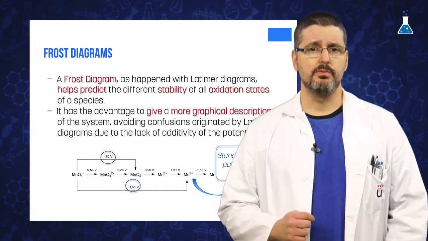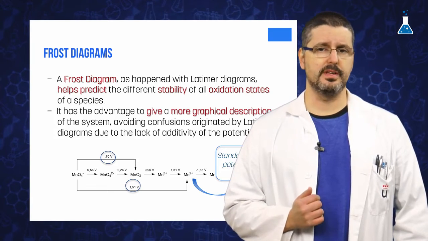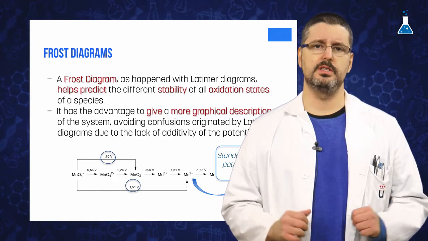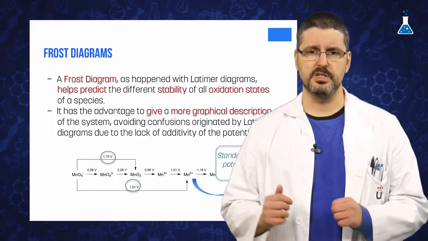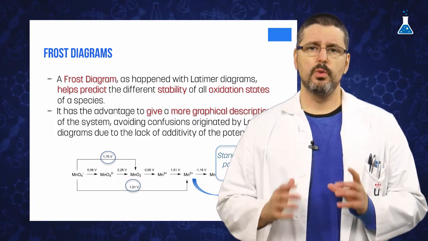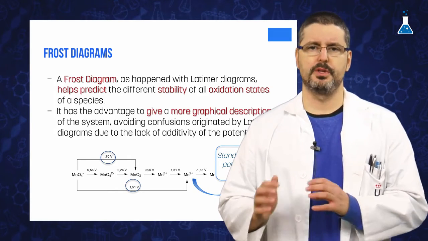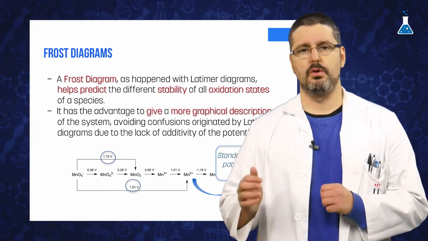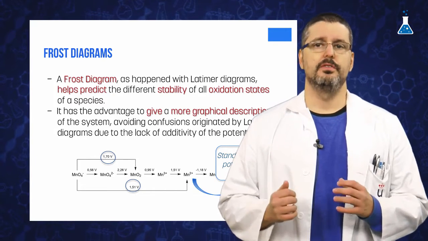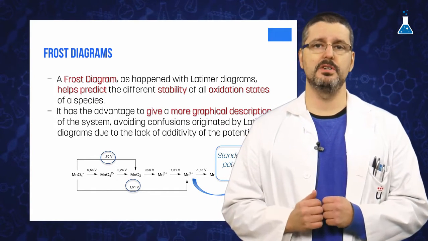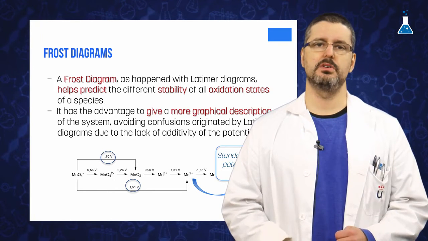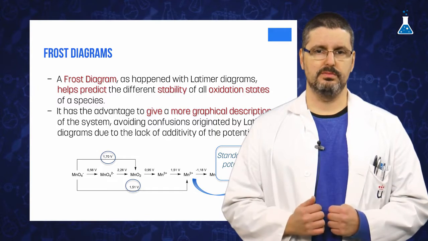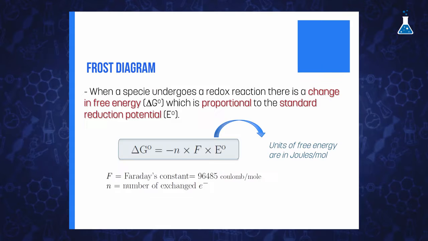If you remember what we have already discussed about the Latimer diagram, you will know that if we need to calculate the whole potential of two successive redox processes, that potential will not be the sum of both potentials, but it will be a weighted average of them. However, the Frost diagram avoids that limitation and gives us a more graphical description of a given system. Let's see what this diagram is about and how we can construct it.